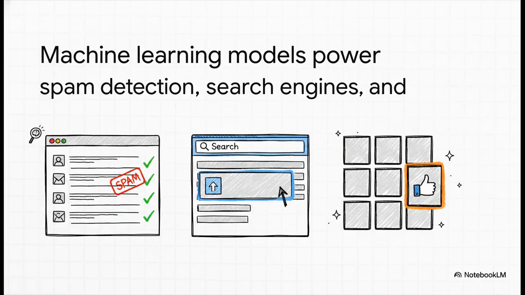And look, this isn't some far-off futuristic concept. You're using this stuff every single day. When your email inbox magically knows what's junk, when Google gives you that perfect search result, or when Netflix somehow knows you're in the mood for a cheesy 80s sci-fi flick, you're using a deployed machine learning model.